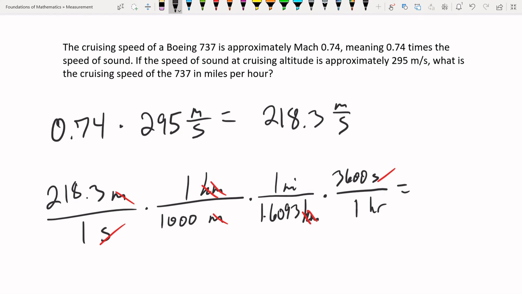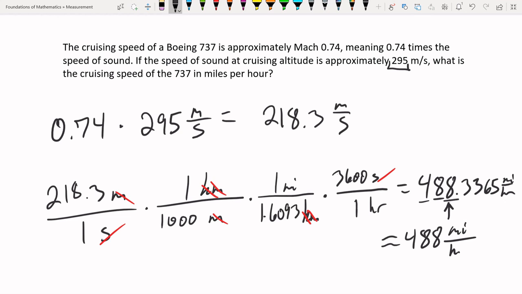So doing the mathematics gives us 488.3365 miles per hour. The starting point here was 3 significant digits; 2, 9, and 5 are 3 sig figs. So we need 3 in our answer, 4, 8, 8. Round to the 1 spot then, giving us 488 miles per hour. Fast plane.